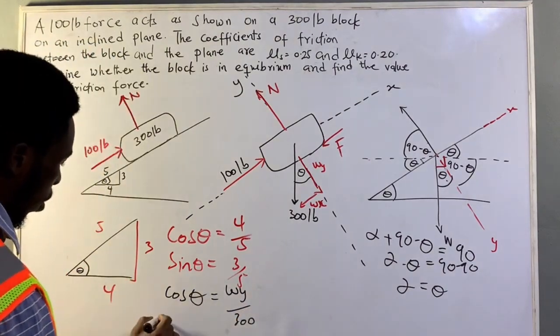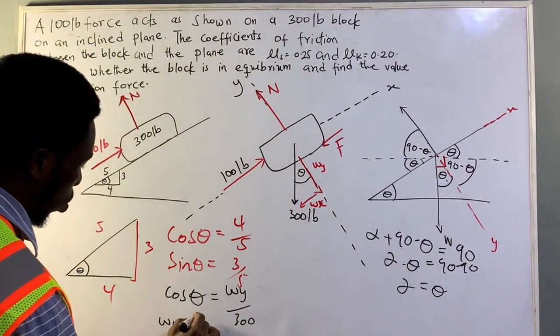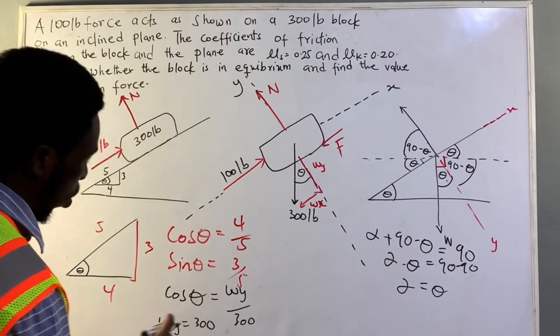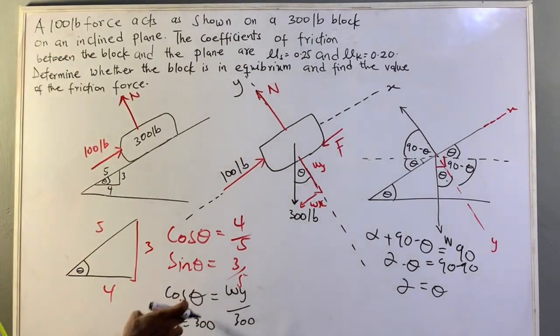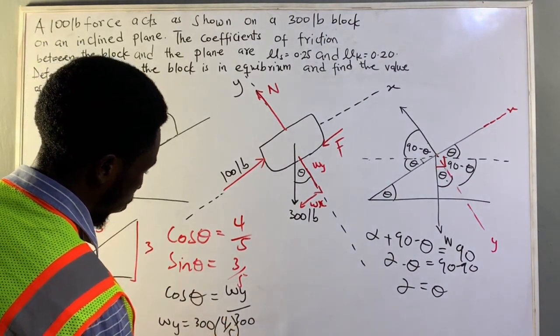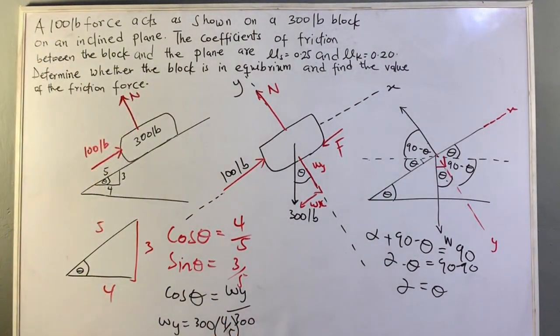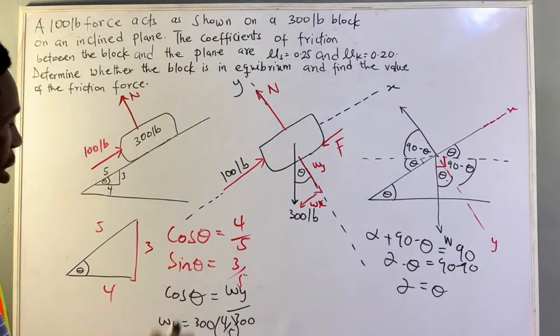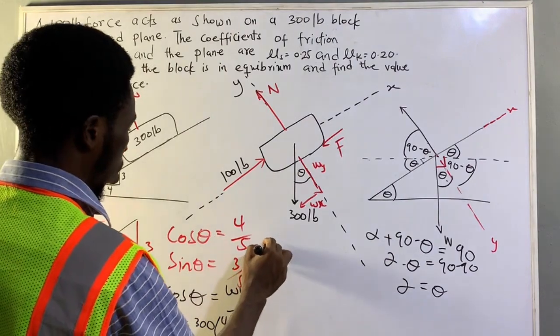So we're going to have wy to be equal to 300 cosine of theta, right? But we know cosine of theta to be 4 on 5. So we're going to have multiplying with 4 on 5. And then we know it is pointing downwards, right? So that's negative. Let's take note of that. Let's do the same for ws.